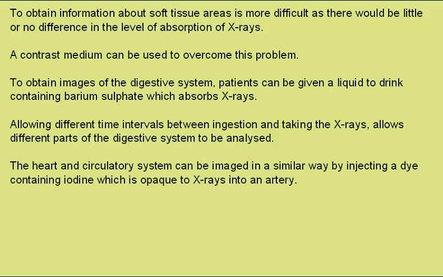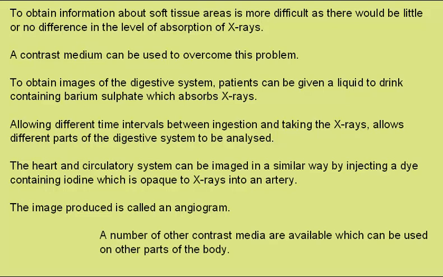The heart and circulatory system can be imaged in a similar way by injecting a dye containing iodine, which is opaque to X-rays, into an artery. The image produced is called an angiogram. A number of other contrast media are available, which can be used on other parts of the body.